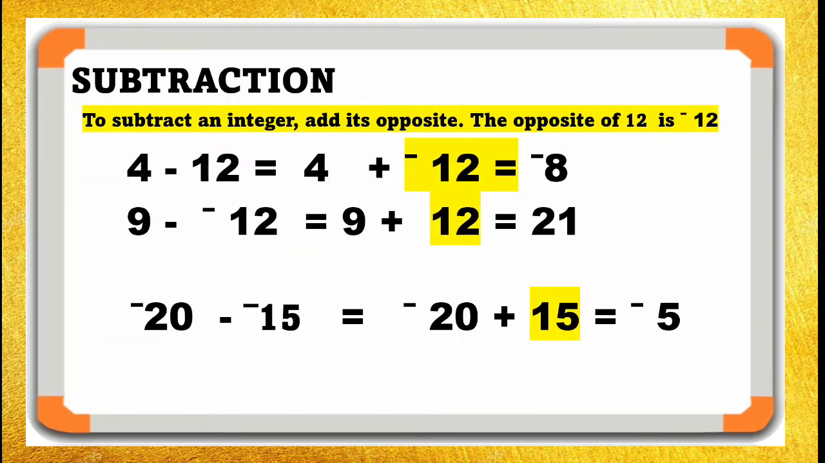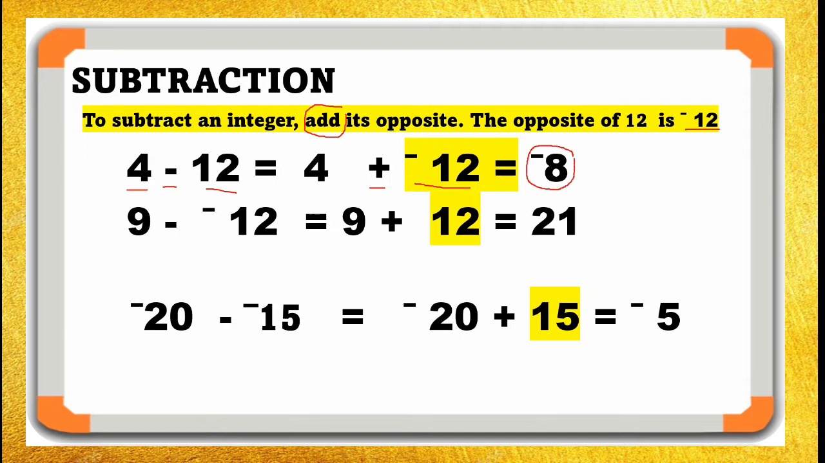Now let's go to subtraction. To subtract an integer, add its opposite. So this is the rule, add its opposite. The opposite of 12 is negative 12. Okay, let us take a look at this example. 4 minus 12 equals, change 12 to negative 12, its opposite. And then another rule is that you are going to change the subtraction here to addition. So 4 plus negative 12 is negative 8.